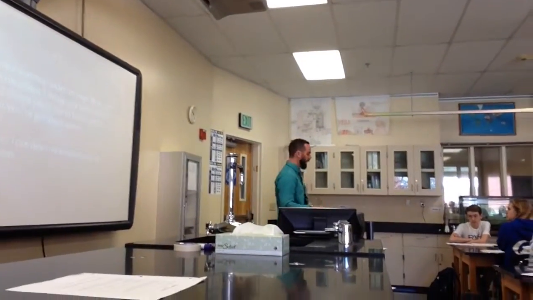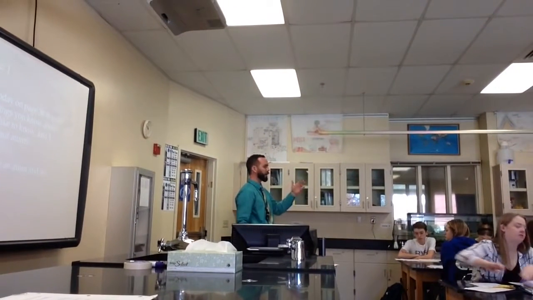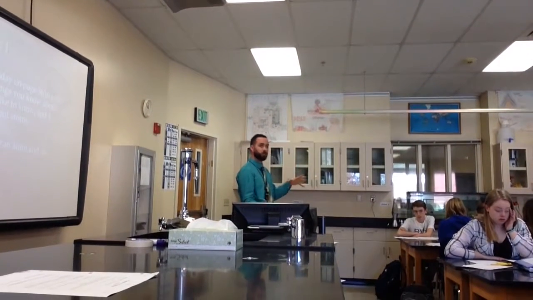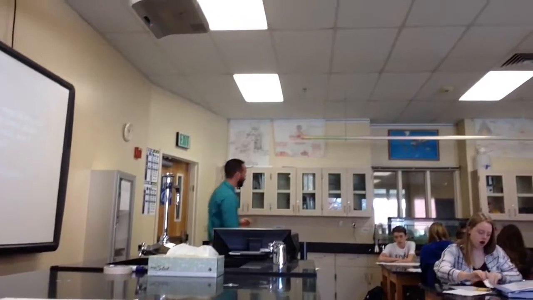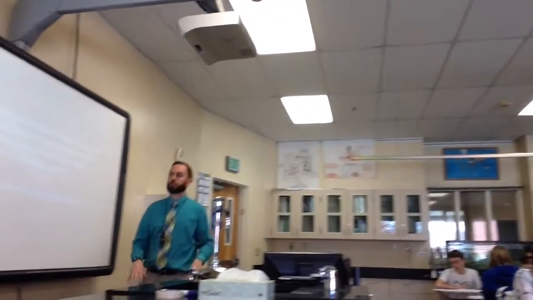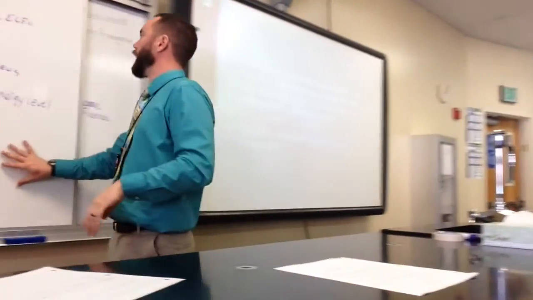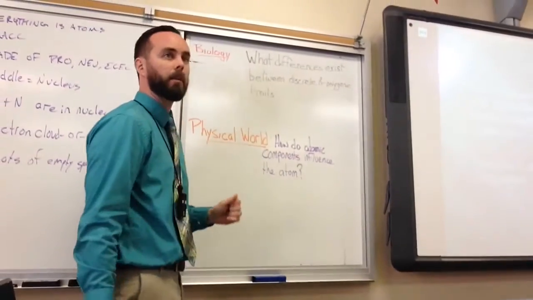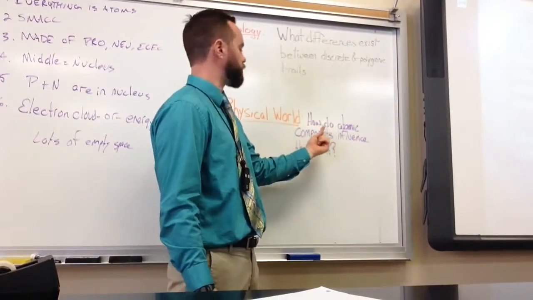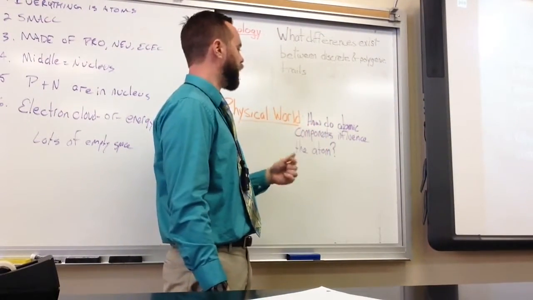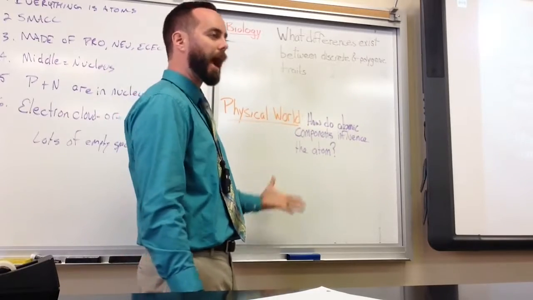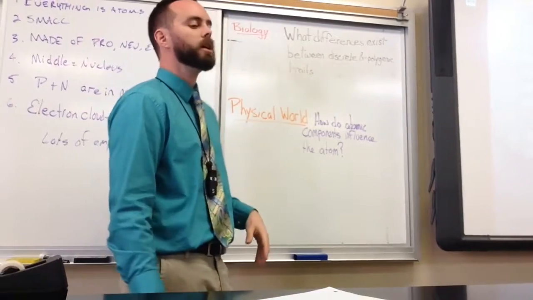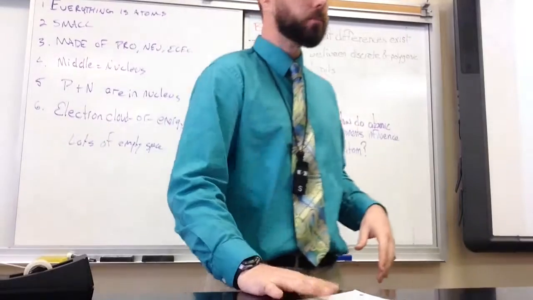When you're done with that, I'm going to go over with you how to incorporate that information into what we're going to do today, which is called a Bohr diagram. So those are the 2 pieces today. And as you get your Cornell Notes set up for this, your essential question right here says, how do atomic components influence the atom? So how do the parts of the atom influence the atom?